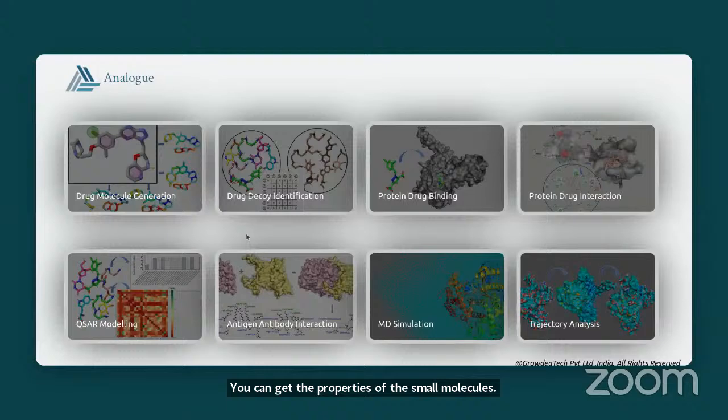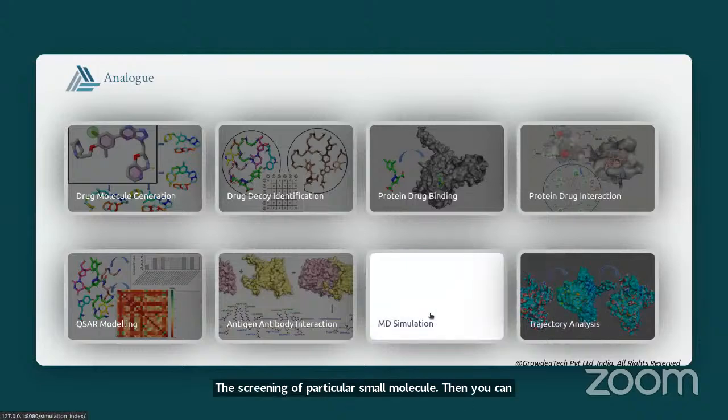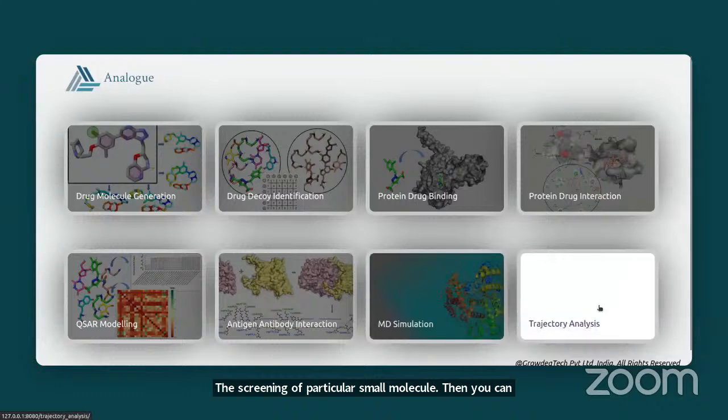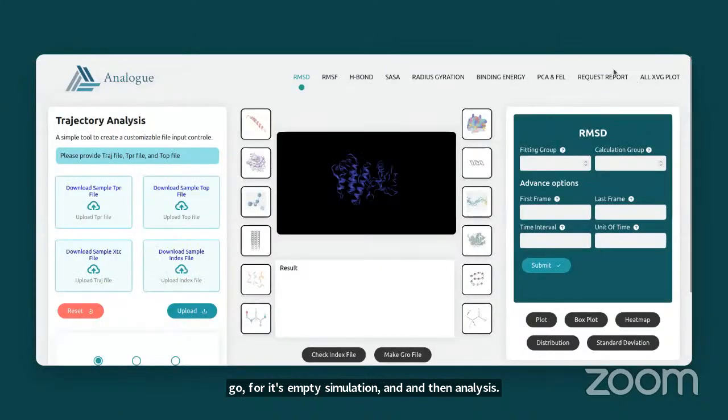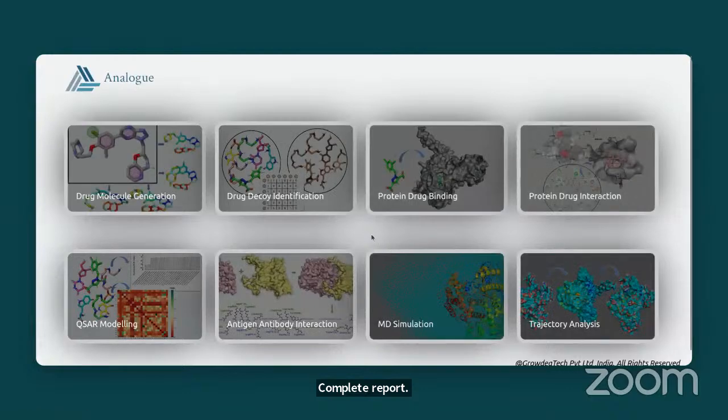and once you are done with screening a particular small molecule, then you can go for its MD simulation, and then analysis, and finally getting a complete report for your in silico study. So yeah, Analog provides you a complete package for drug discovery research work.